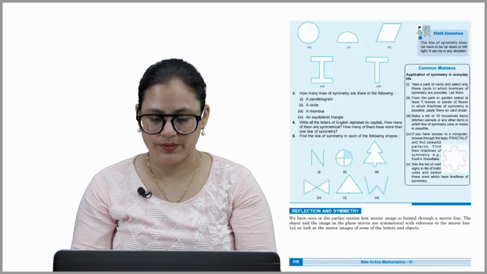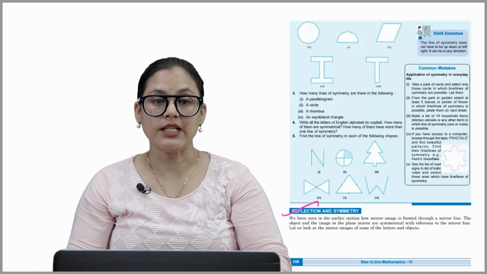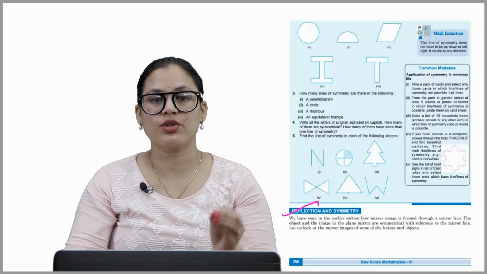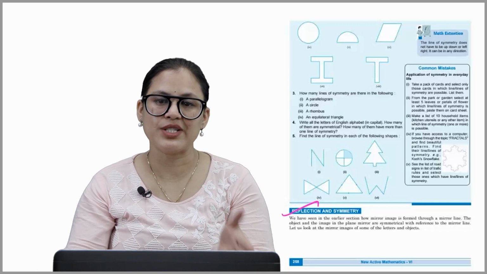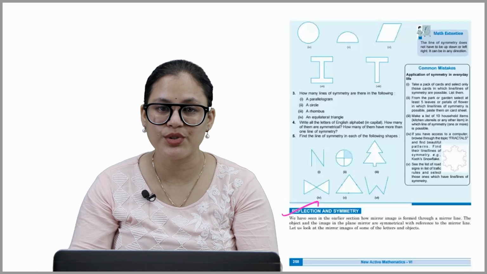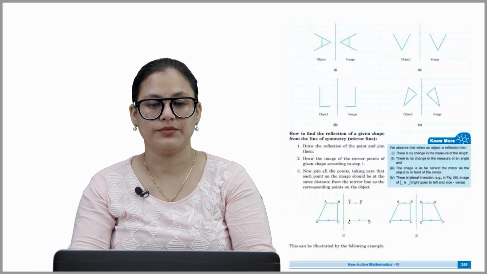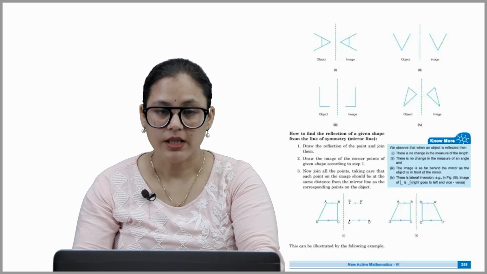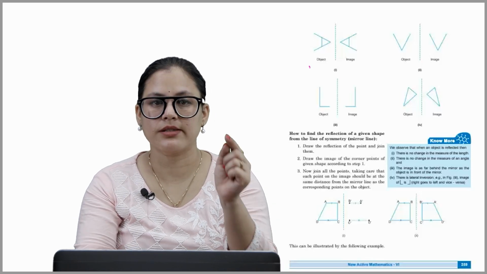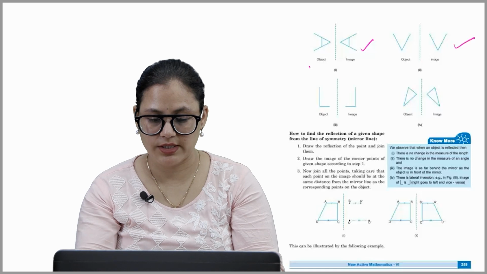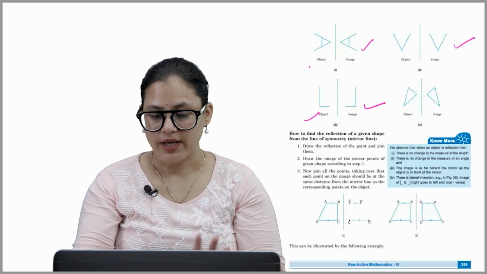Reflection and symmetry. We have seen in the earlier section how mirror images form through a mirror line. The object and the image in the plane mirror are symmetrical with reference to the mirror line. Let us look at the mirror images of some of the letters and objects. See, this is the object, meaning the letter A, and this is the image. This is the object, this is the image. See, object, this is the image.